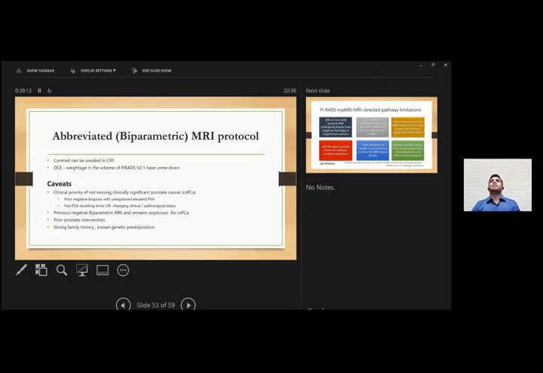But considering the highly demanding clinicians that we have, if contrast cannot be given, we can still proceed to do a biparametric MRI for the patient.